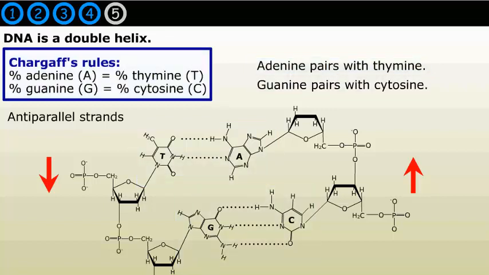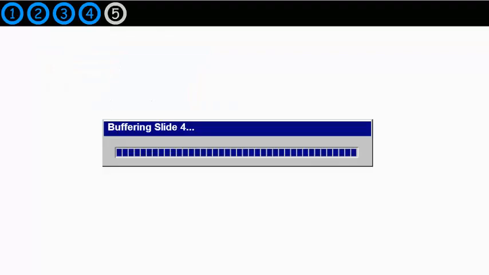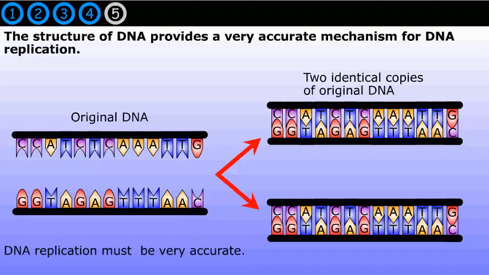The two strands of DNA are antiparallel, meaning they run in opposite directions. Bases on opposite strands are held together by hydrogen bonds. The structure of the DNA molecule is a good example of the structure-function relationship. Accurate DNA replication is very important for an organism's health.